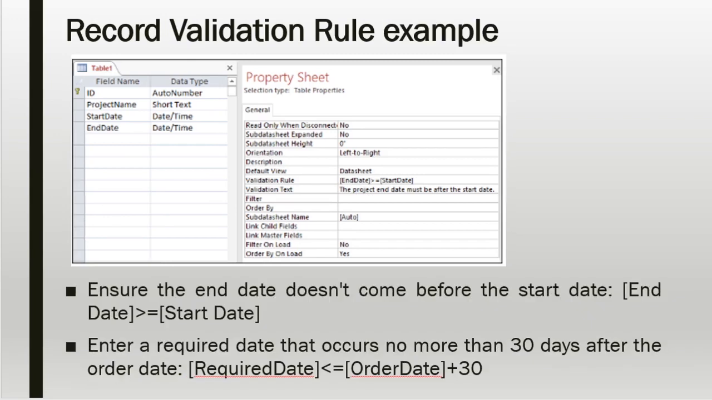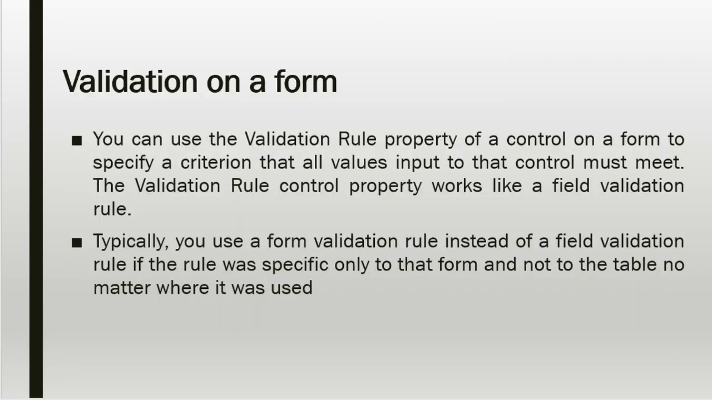And this is a continuation of what we're just talking about here. Ensure that end date doesn't come before the start date. Enter a required date that occurs no more than 30 days after the order. So these are different rules. You have different ways you can set rules, and different kinds of rules you can input. It depends on, first of all, what kind of information you want the users to put in and what rule you want to set. That's your starting point.